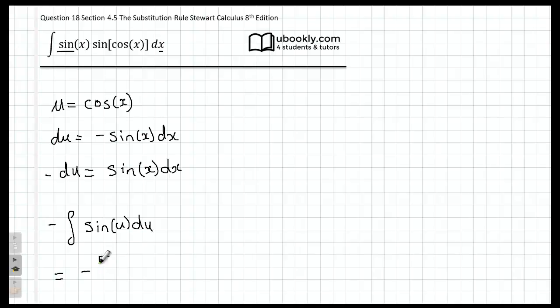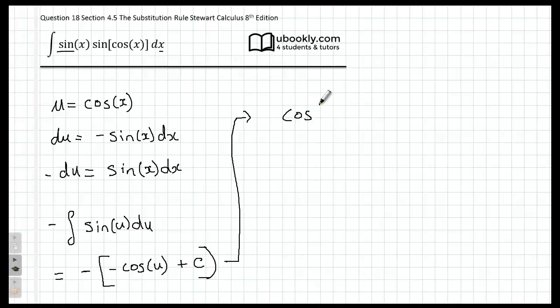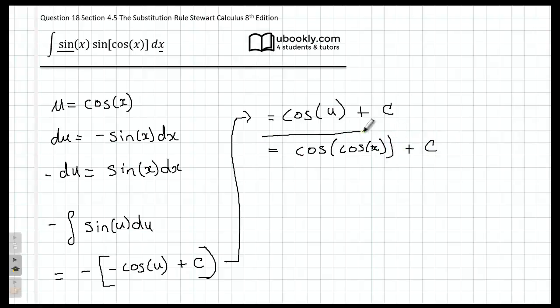And now the integral of sine of u would be negative cosine of u plus c. If I distribute this negative inside, I'll get cosine of u plus c. Now this cosine of u can be rewritten as cosine of cosine of x plus c. Alright. Great. Next question.